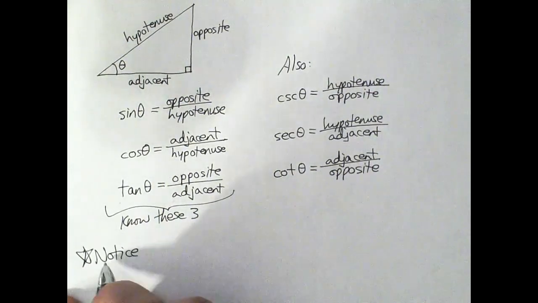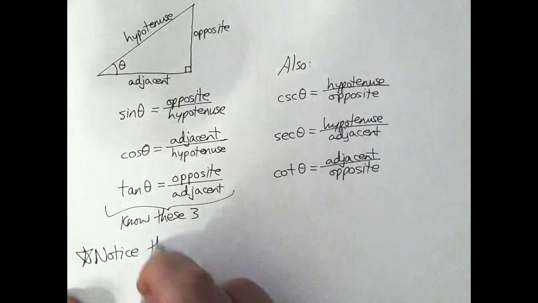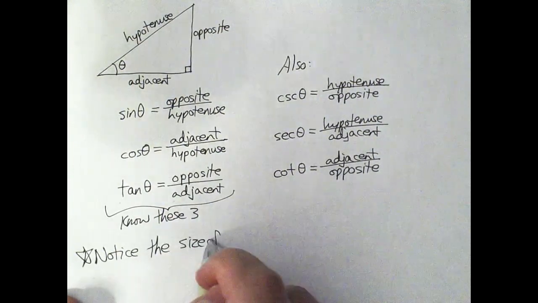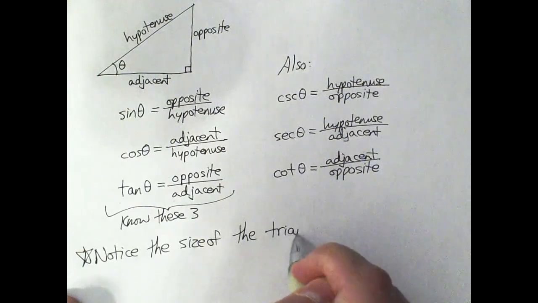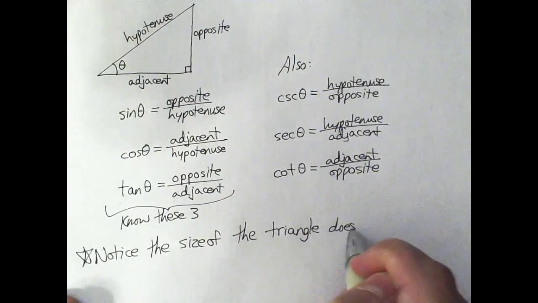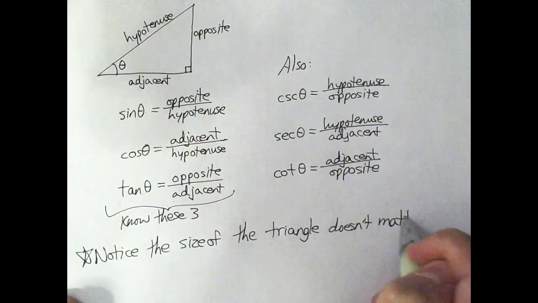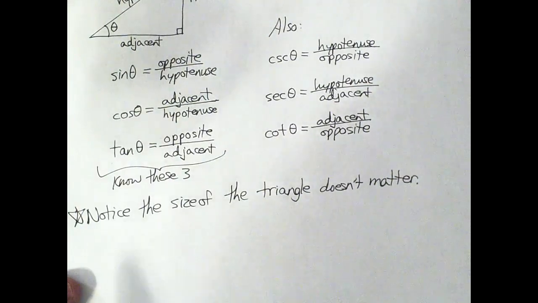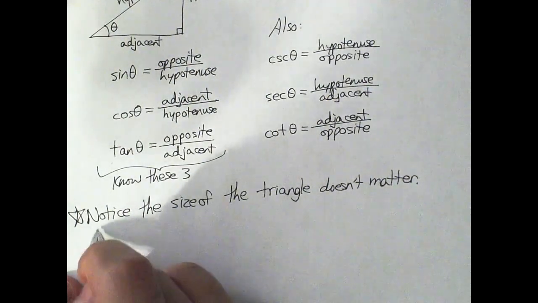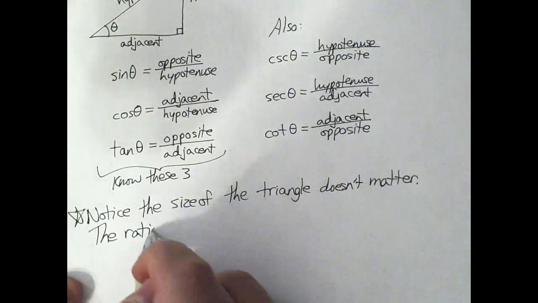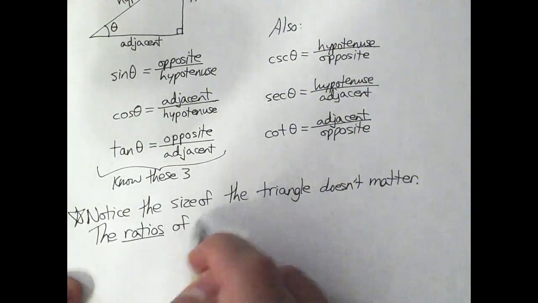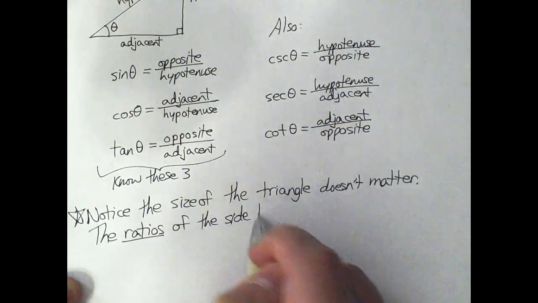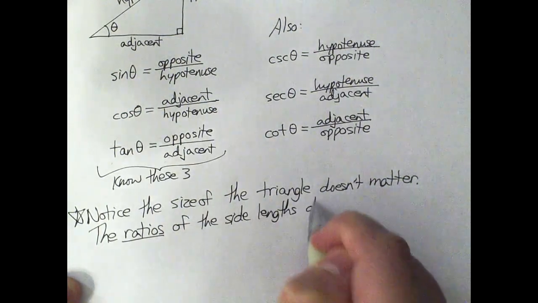Notice something that's cool about this. The size of the triangle doesn't matter. So what does matter? Like to find what sine of theta equals, or to find what cosine of theta equals. I'm saying it's not the overall size of the triangle that matters. The ratios of the side lengths. That's what matters.